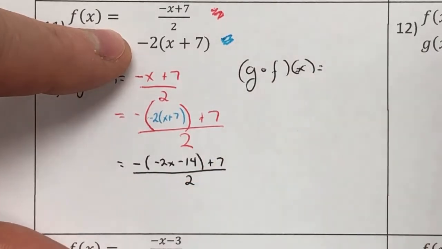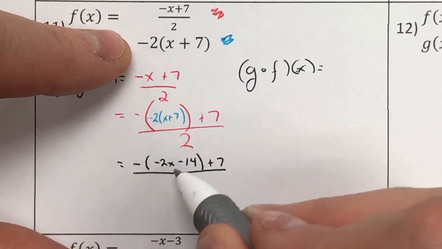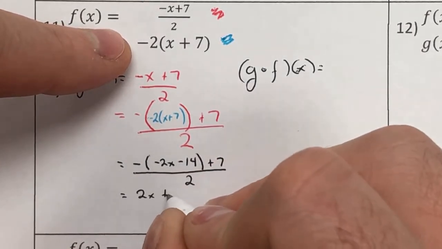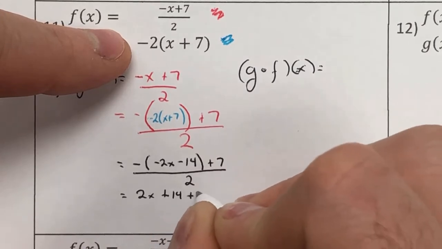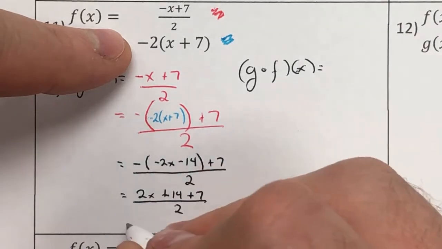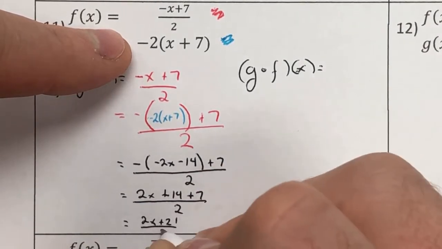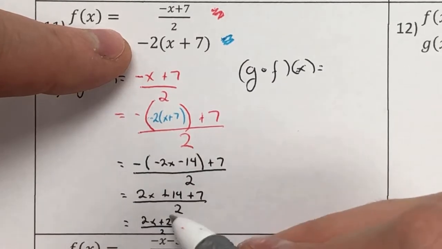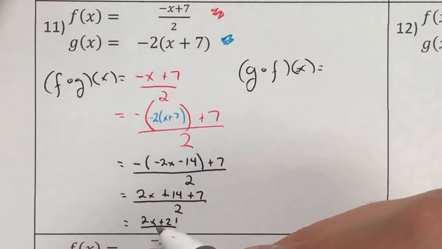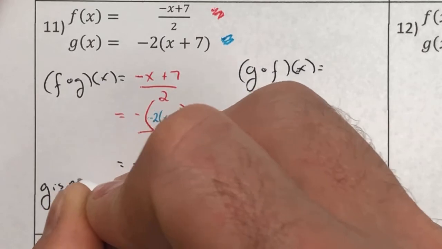plus 7 over 2. The next thing as I work my way in is I'm going to distribute that negative in there, which gives me a 2x plus 14 plus 7 all over 2. And so what I'm seeing here is that I end up with a 2x plus 21 all over 2. That's not simplifying down. So my f of g, I know that g is not the inverse of f. So g is not.